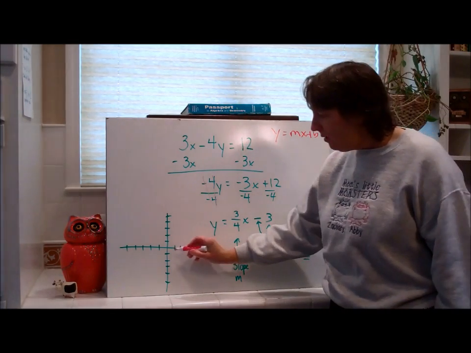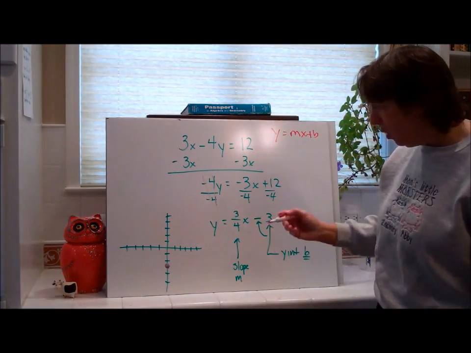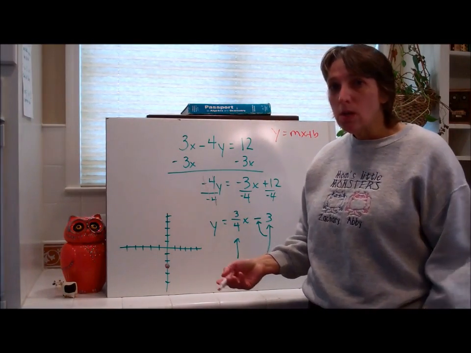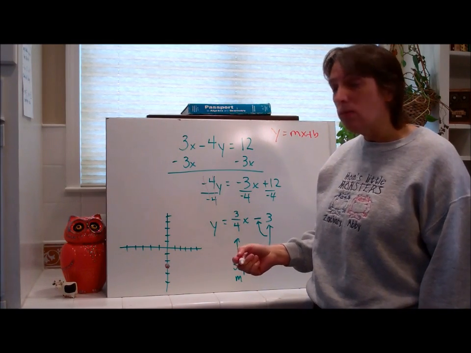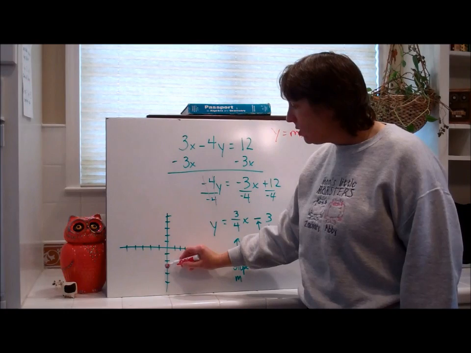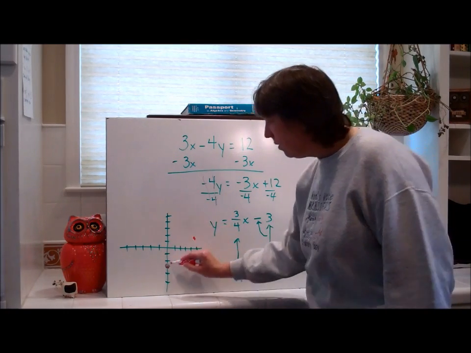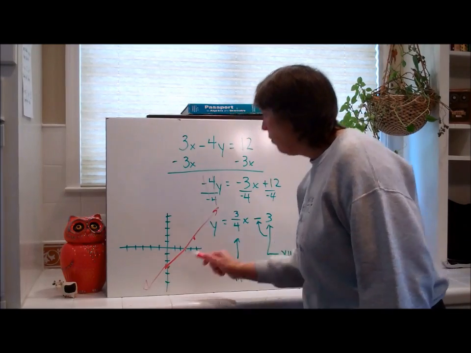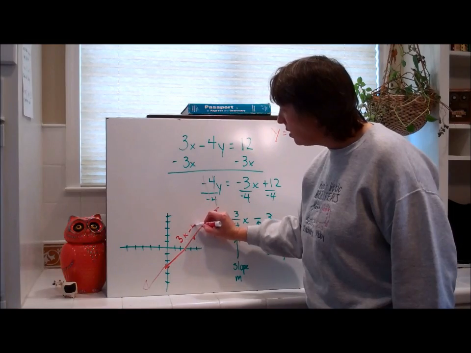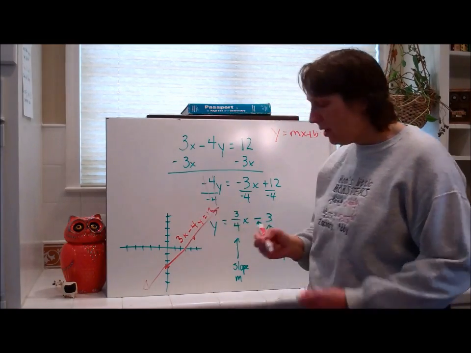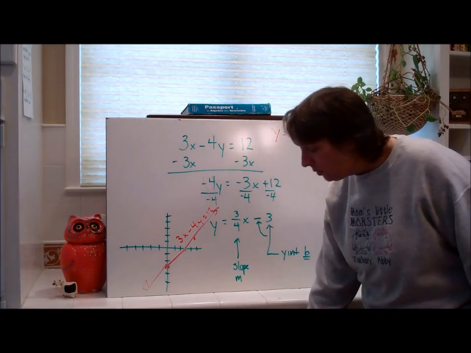So I go to the graph, 1, 2, 3, and I plot my point. That's my y-intercept. And my slope is positive, so my line, the solution to my equation, should be rising from left to right. Because I rise 3, 1, 2, 3, and I run 4, 1, 2, 3, 4. What must I put on this line? The original equation, 3x minus 4y equals 12. Now we'll get into that in our next video lesson as to why I have to put that.